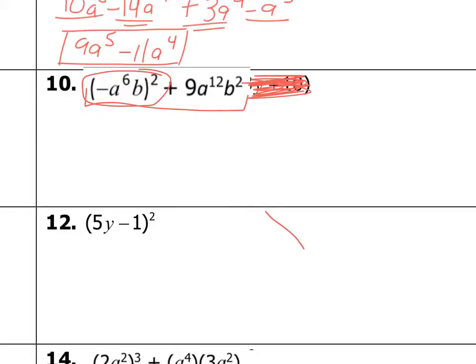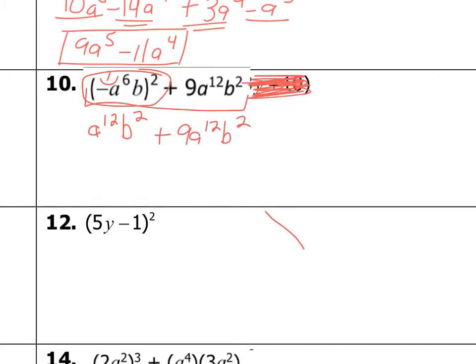Now, there is a coefficient here. The coefficient is negative 1. Negative 1 squared is negative 1 times negative 1, which would be positive 1. That'll get rid of the negative. A to the 6th squared, if we use the power rule, that's 6 times 2, which is 12. That would be a to the 12th power. And then b raised to the second power would be b squared. All right, then that's plus 9a to the 12th power, b to the second power.